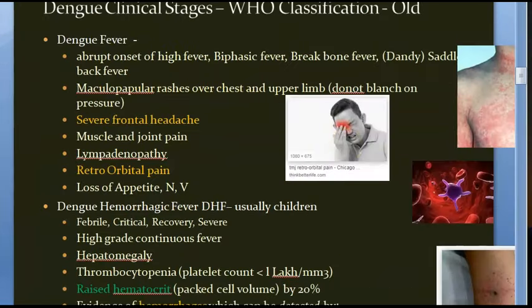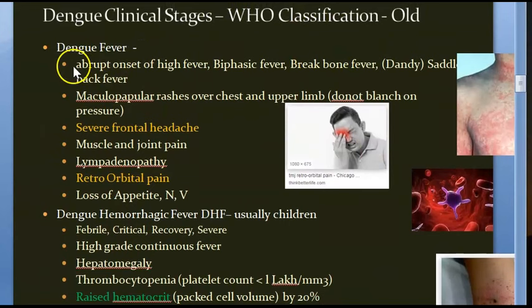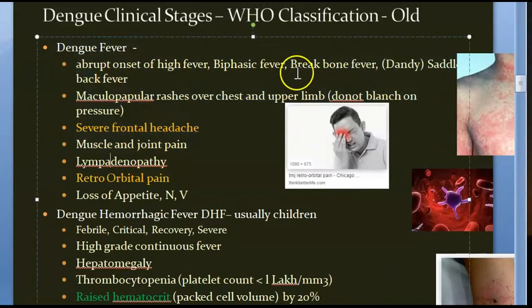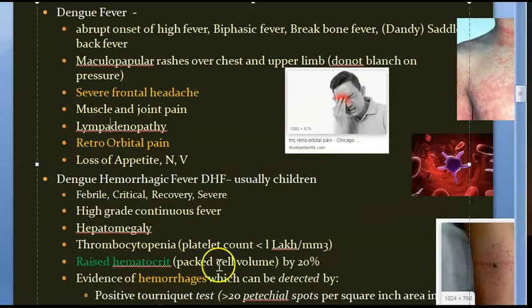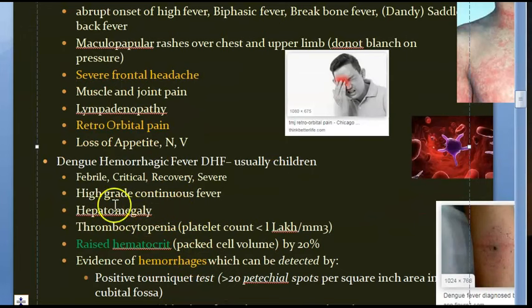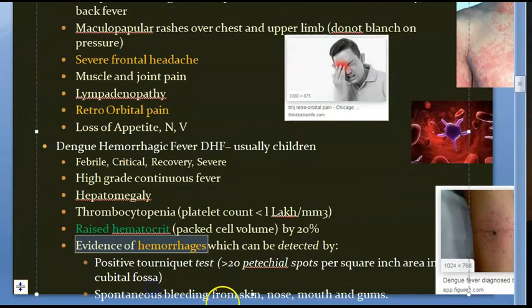Now, we have seen the classification of dengue, the old classification. Dengue fever: there will be fever. We told you biphasic fever, wakeform fever, saddleback fever, etc. Maculopapular rashes will follow the fever. There can be severe frontal headache, muscle and joint pain, and retroorbital pain. Then dengue hemorrhagic fever, what will happen? Basically here there will be a leakage of plasma, and there will be raised hematocrit because of that. There will be hemorrhage and a positive tourniquet test. These people will spontaneously bleed from skin, nose, mouth, gums, epistaxis and all. This is because of the thrombocytopenia, they will bleed a lot.